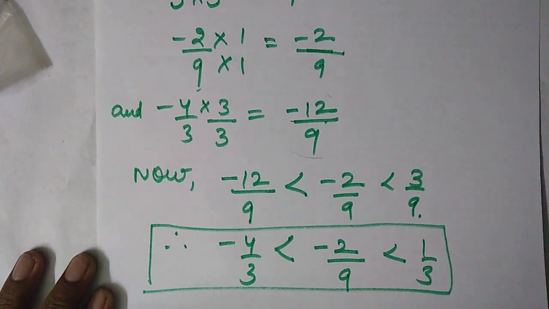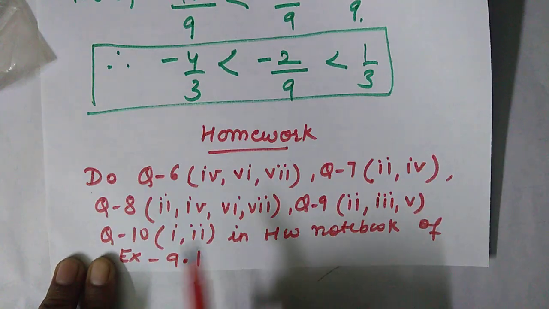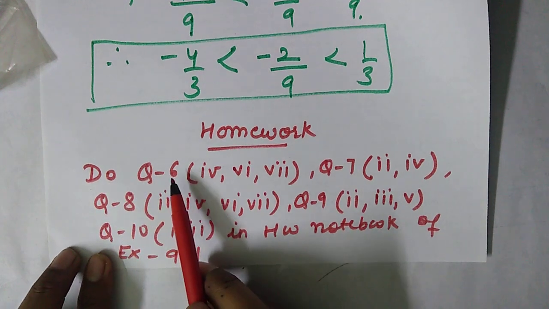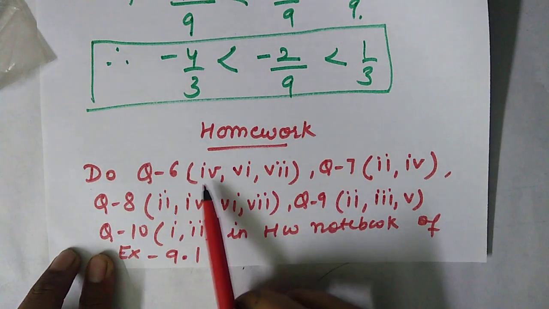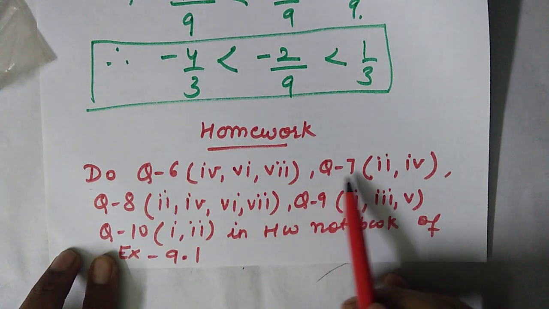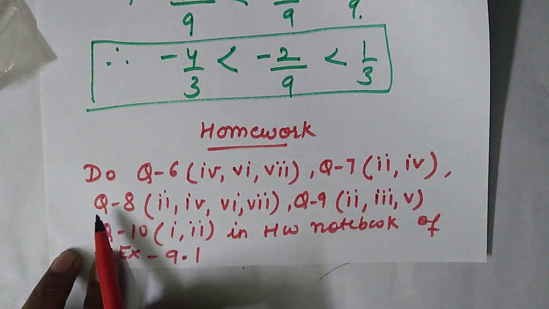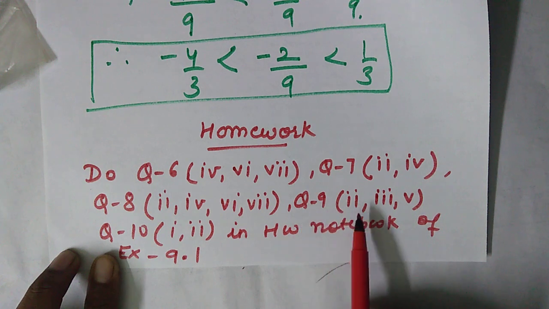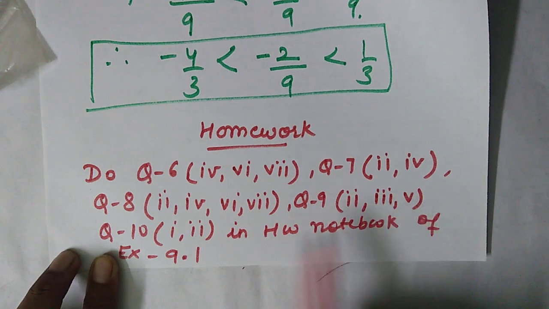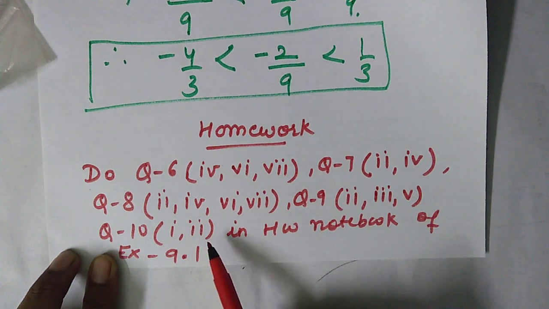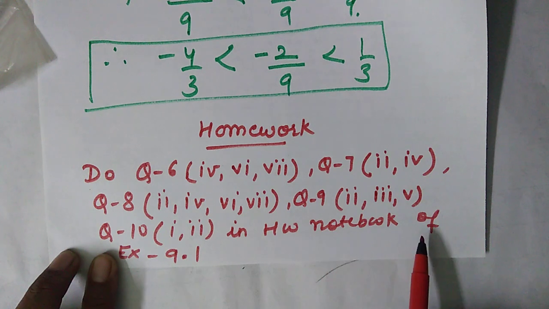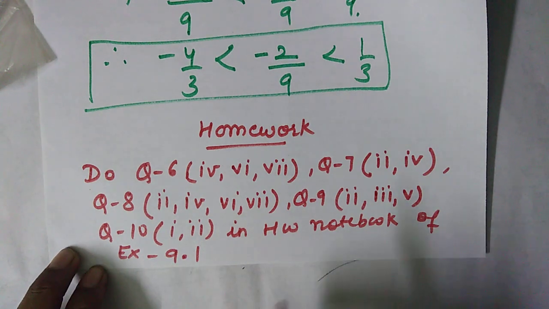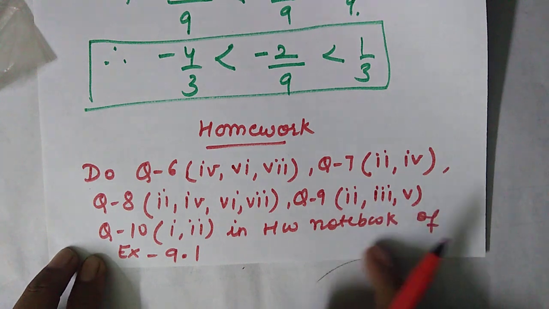Now come to the homework. Students, your homework for today's lecture is: question number 6, parts 4, 5, 6, 7; question number 7, parts 2 and 4; question number 8, parts 2, 4, 6, 7; question number 9, parts 2, 3 and 5; question number 10, parts 1 and 2. Do these in your homework notebook, from exercise 9.1. So this is all about today's lecture.